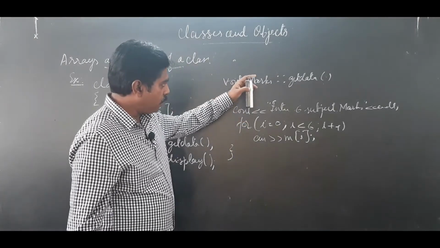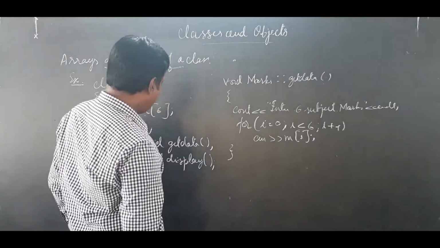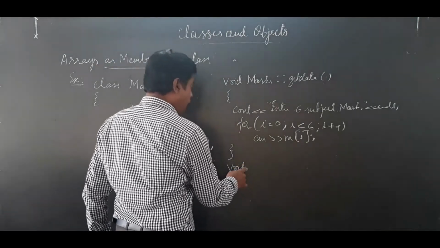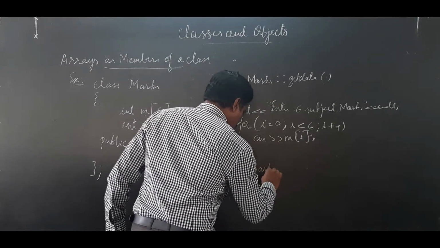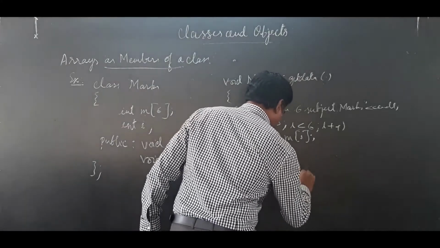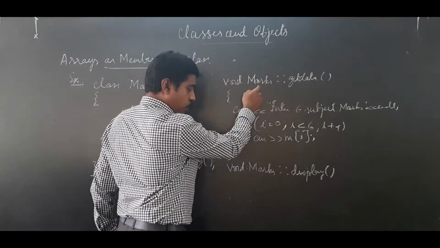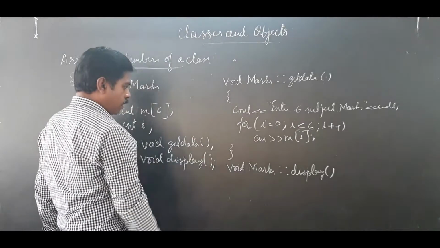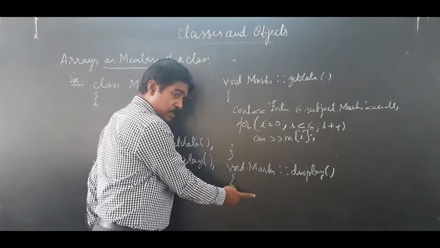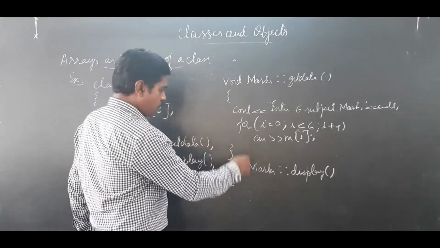That is, in get data we will be considering the 6 subject marks, and followed by this get data we have void display. Then again, I need to take the class name marks, scope resolution operator, which signifies that this display or this get data belongs to the class marks because we are outside the class definition. Open a flower bracket. That is, in get data, we take the input. In display, we are going to print those 6 marks.